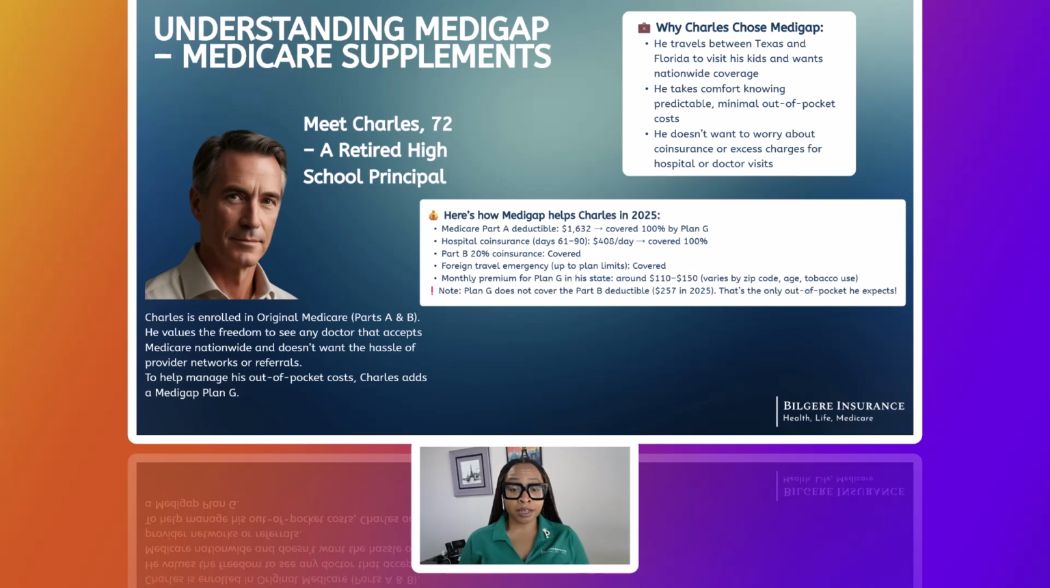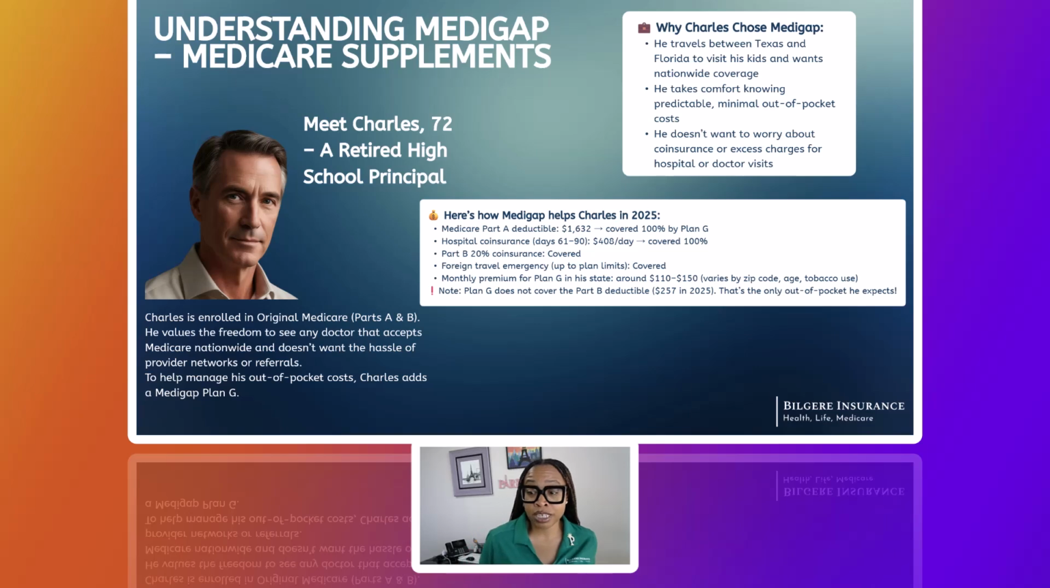The monthly premium for Plan G does vary, and this is something that goes up every year. Also, this does not cover your 2025 deductible at $257. So that is what you will be expected to pay. Remember with supplements, another important thing is that this does not include the Part D drug plan, so that's something that Charles will have to add on.